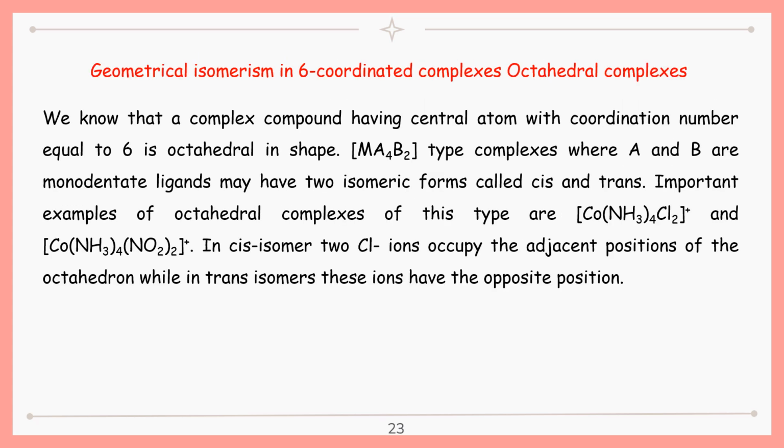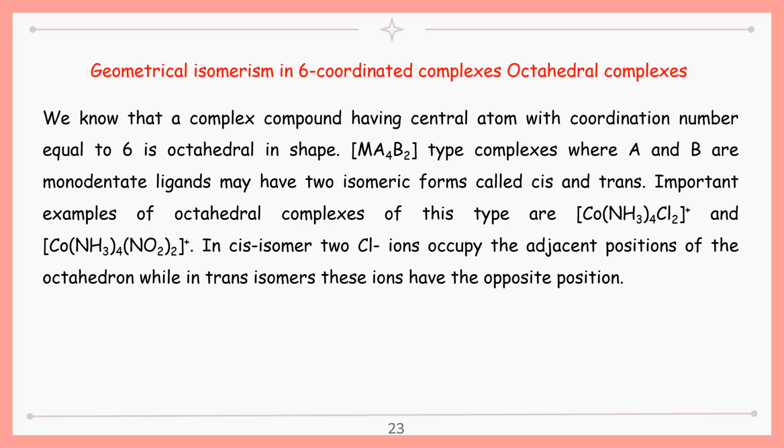Geometrical isomerism in a 6 coordination complex, which is nothing but the octahedral complexes. We know that a complex compound with a central metal atom having a coordination number equal to 6 is octahedral in shape. So MA4B2 type complexes, where A and B are monodentate ligands, may have two isomeric forms called the cis and the trans.